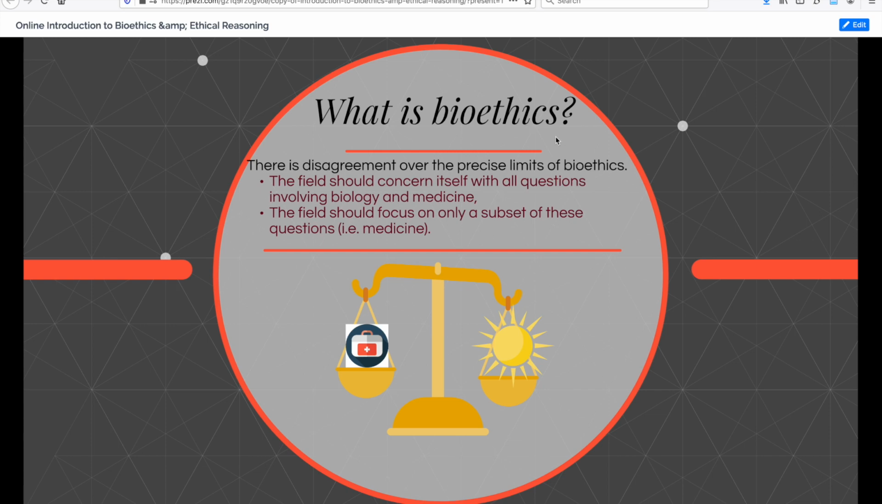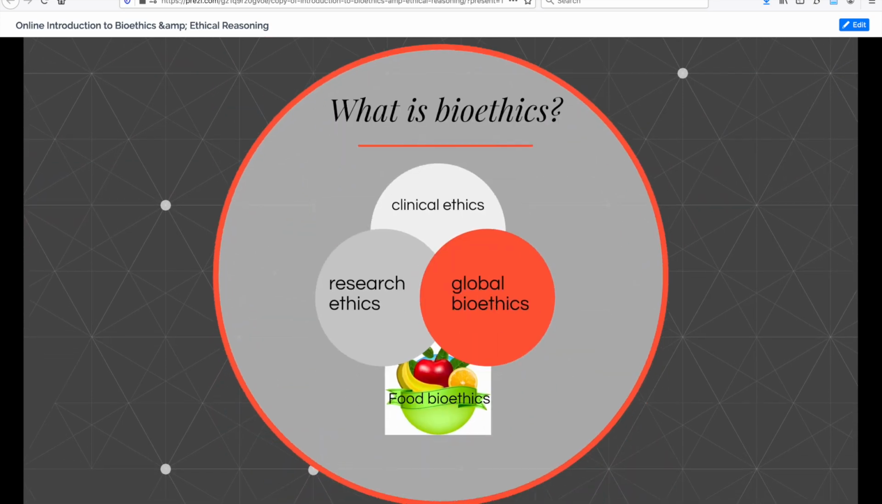In addition, there's an argument that this could be expanded to food as well, as food is directly connected to health. So there's one camp that's saying we need to limit bioethics to largely the clinical setting and research setting, and there's another camp that wants to question that, broaden our scope, include social justice concerns as well. So how should we demarcate bioethics?